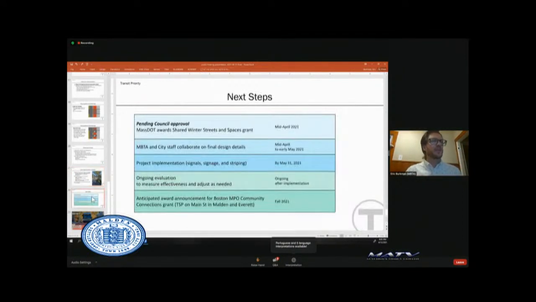So finally, this is my last slide. If the council were to approve this tonight, we would move quickly to work with the city to finalize the design details and hope to implement by May 31st, which is the requirement of the grant. And then the evaluation is ongoing after the project is implemented and we're available to make tweaks and to understand what is really happening, what's working, what's not working. And then the other grant, the Community Connections Grant for Main Street TSP, that would be an anticipated decision in fall 2021.